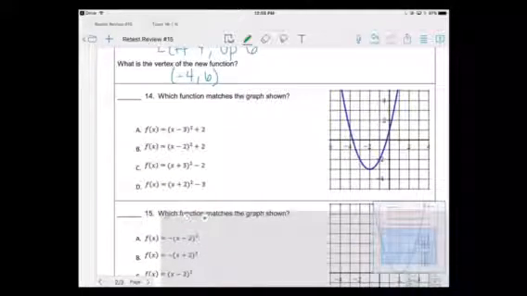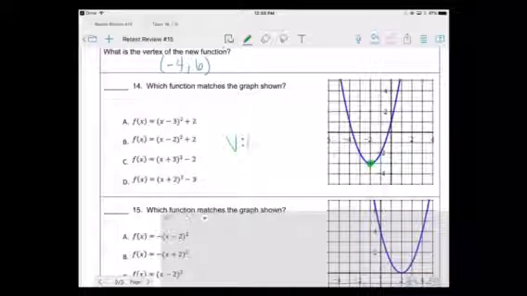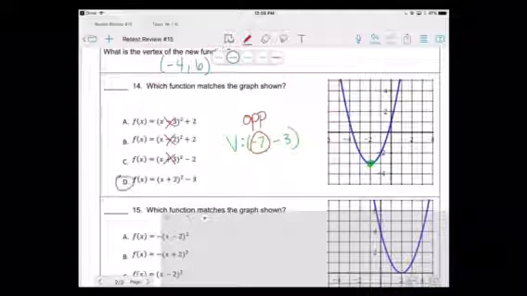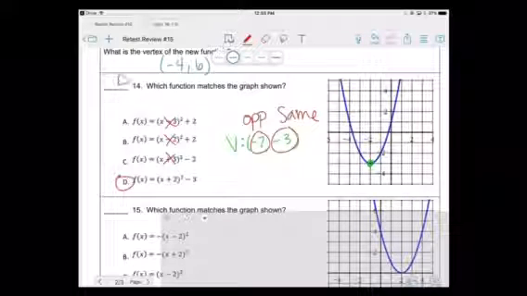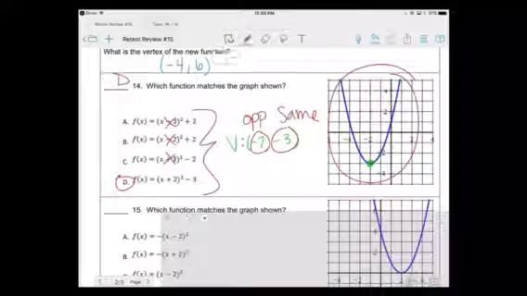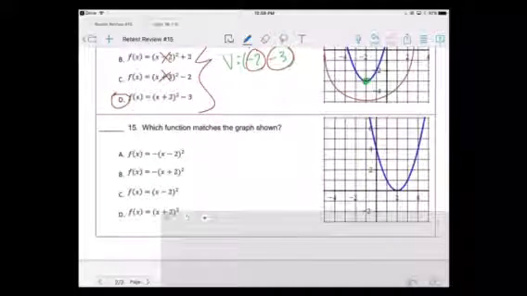14 asks which function matches the graph below. So I'm going to see what my vertex is first. My vertex is negative 2, negative 3. So I need a function that says this as the opposite. So inside parentheses, I need a plus 2. And then this needs to be the same, which is true of D. If you're not sure, put all of these into y equals and see which one gives you this graph. If you can't tell between some of the differences, like if there's two that look kind of similar, use the table function on your calculator and find a specific point.